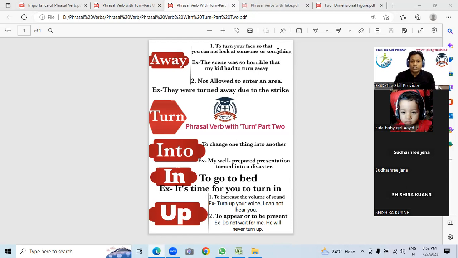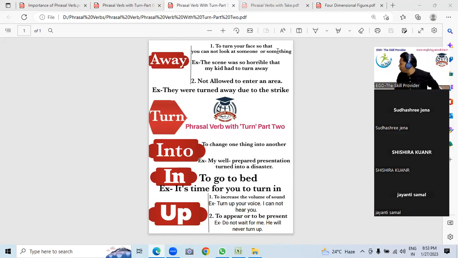So the first meaning is to turn your face so that you cannot look at someone or something. Suppose there is a horrible, gory accident on the road. By the way, you are going away. If the accident is so inhuman, you cannot look at it. Oh my God. So this is called turning away. My God, the accident was so horrible, so gory that I could not look at it. I can say I turned away. This is the turn away that we are supposed to use.